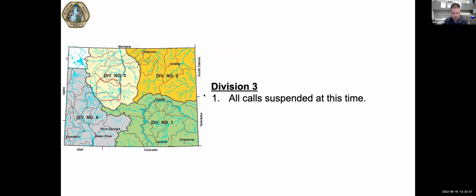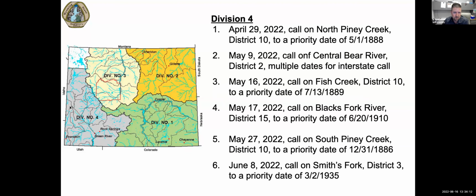Division 3 has received the right amount of moisture and the right amount of snow melt. There were a few calls last month. As you can see here, they have been suspended at this time because there is just the right amount of water coming down the rivers and creeks. Next slide, please. Division 4, this porridge is still too hot.